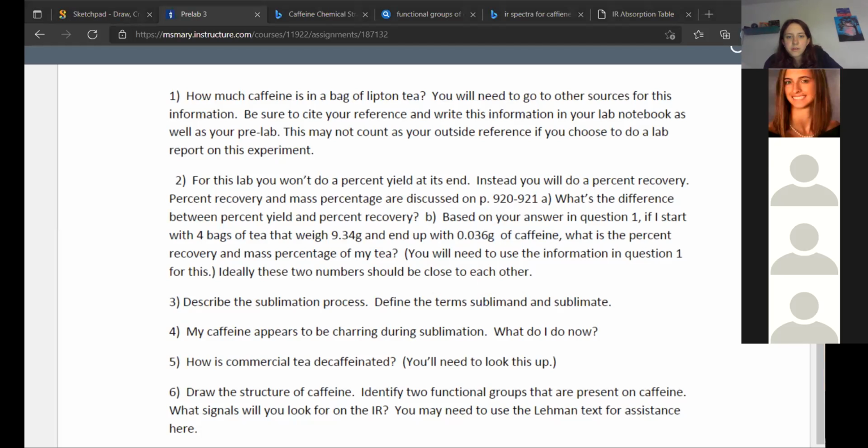Everybody good with that? Can you repeat that last part, please? So again, when you're doing percent recovery, you want to do what you actually recovered divided by what you started with, that amount of caffeine you started with. So it'd be 4 times the 55 milligrams, which I believe is just 0.055 grams. So 4 times 0.055 grams in the denominator, then in the numerator, you have what you actually got, and times 100 because it's a percentage.